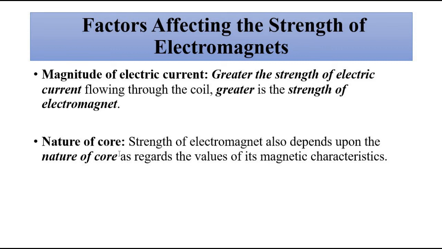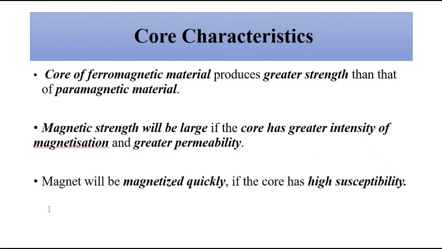Next is the nature of the core. What type of material is used? Different types of ferromagnetic materials have different values of permeability, different values of susceptibility, and different hysteresis curves. Depending on that, the magnitude of the magnetic field produced by the electromagnet will be different. Ferromagnetic materials are the obvious choice for the design of electromagnets because of their strong form of magnetism as compared to paramagnetic materials.